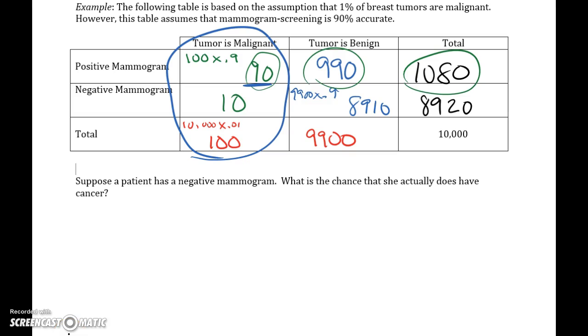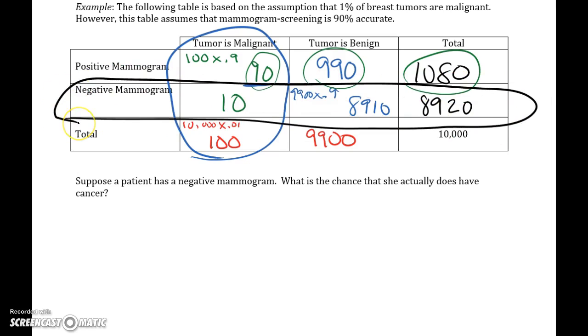Lastly, we want to look at patients that had a negative mammogram. So suppose a patient had a negative mammogram. They fall into this row. We want to figure out the chance or the probability that she actually does have cancer. If she has cancer, again, remember that she has the tumor that is malignant. So 10 of our negative mammogram results come from having a malignant tumor, divided by a total of 8,920 people that would end up getting a negative result.